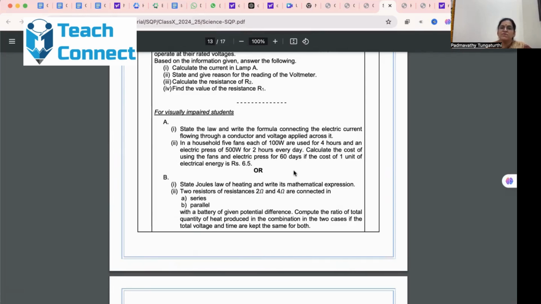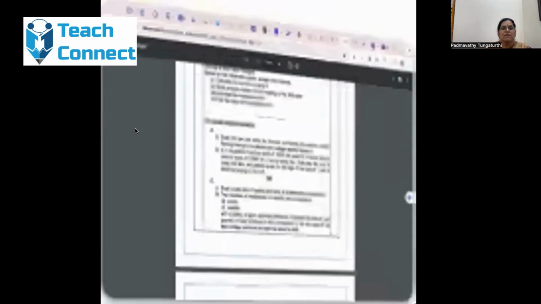Calculating the cost of using the fans and lights per day and the press for 60 days. This is 1 unit. How many units are you accumulating? Here, the student has knowledge of the payment policy, of how they are going to pay every time. This is what is followed.